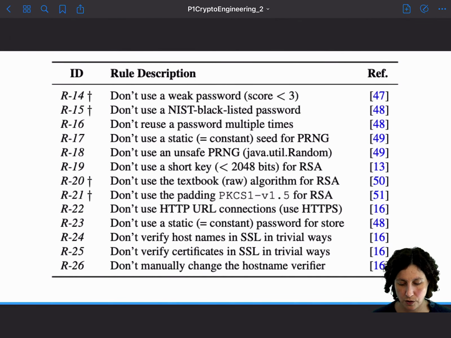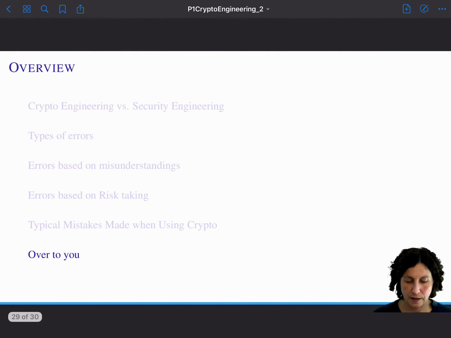And then it went on a bit broader: weak passwords, blacklisted passwords, reusing the same password, bad PRNGs, padding oracles, which we looked at in cryptography, and not using HTTPS, just using HTTP, raw RSA, raw ElGamal, so raw anything, and so on and so forth. So they checked for all of these rules. And I would say that this is also something that, if you were to do a code review, you would need to look at, for instance.